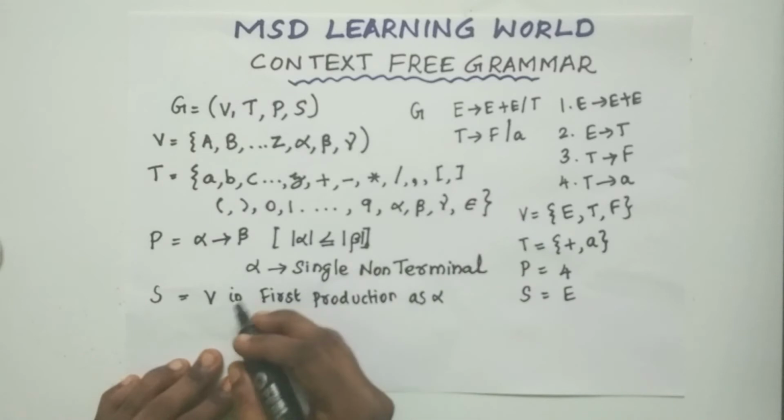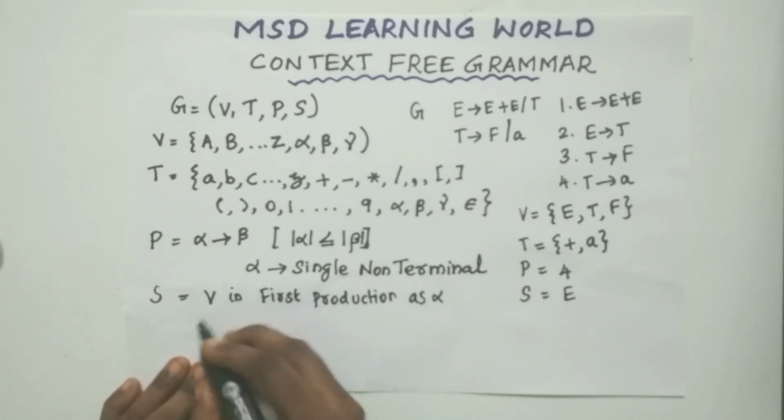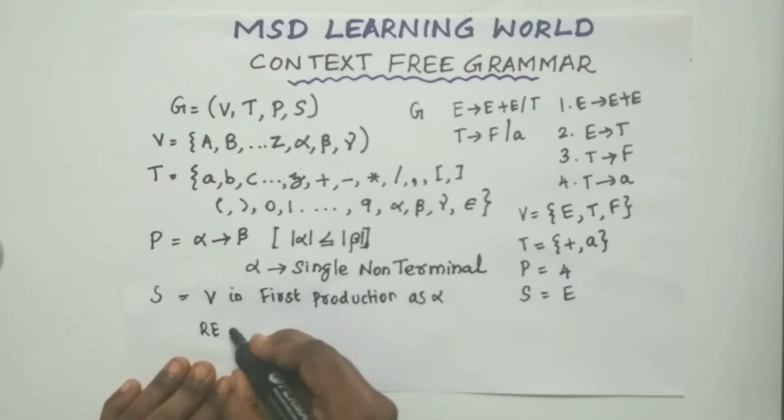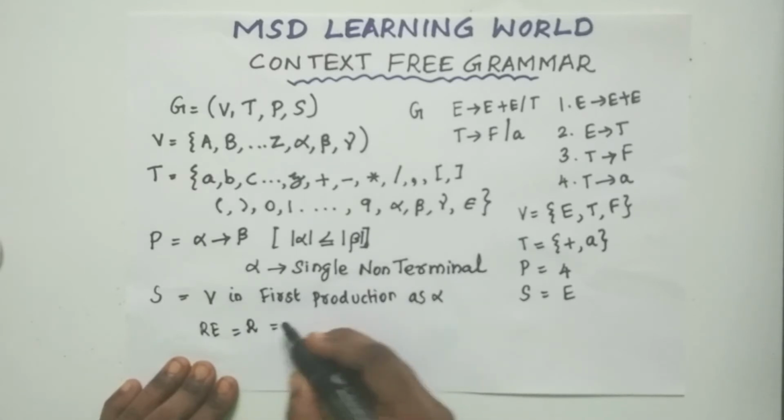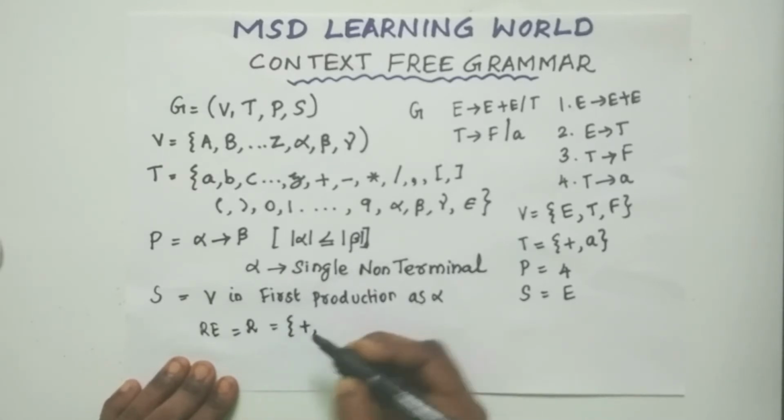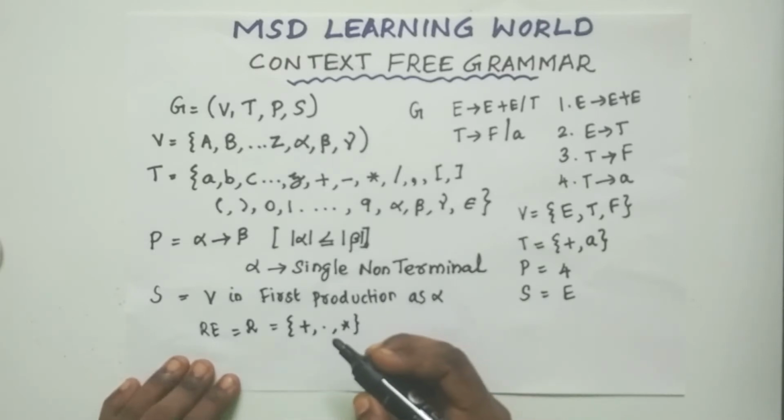And the way the operators of the regular expressions are, the regular expression RE is nothing but capital R, which consists of the operators like union, concatenation and closure. You are able to describe the regular expression for any descriptions.